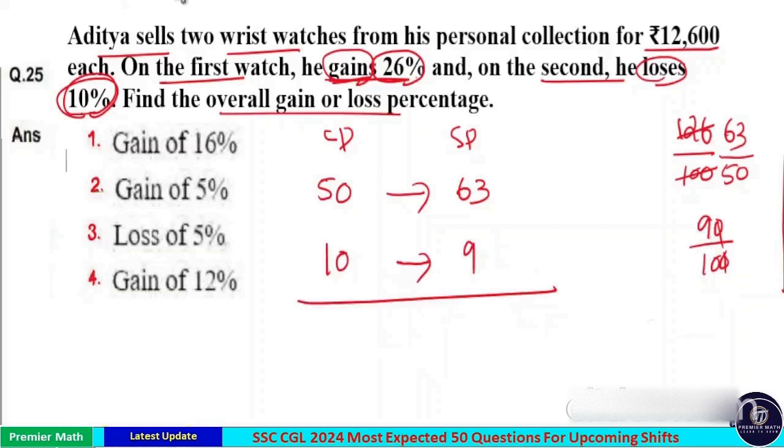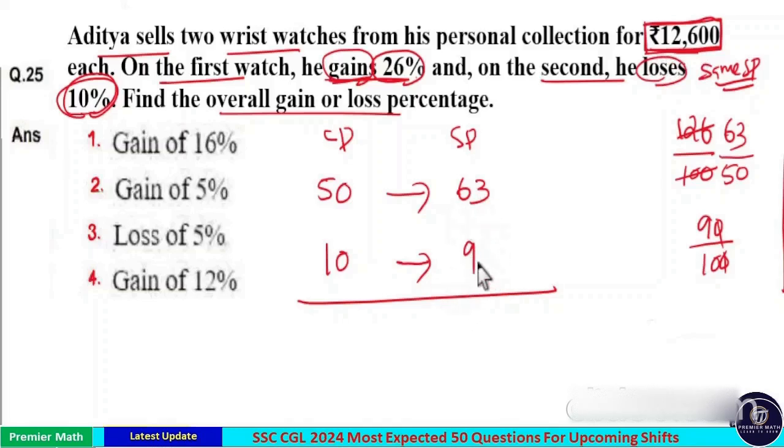But here question clearly says that selling price is same. This is same SP question. Same selling price question. That is here selling price for each of these watches 12,600. Now we have to equalize this selling price. Here one selling price is 63 and one is 9. So we have to equalize it because question says it.